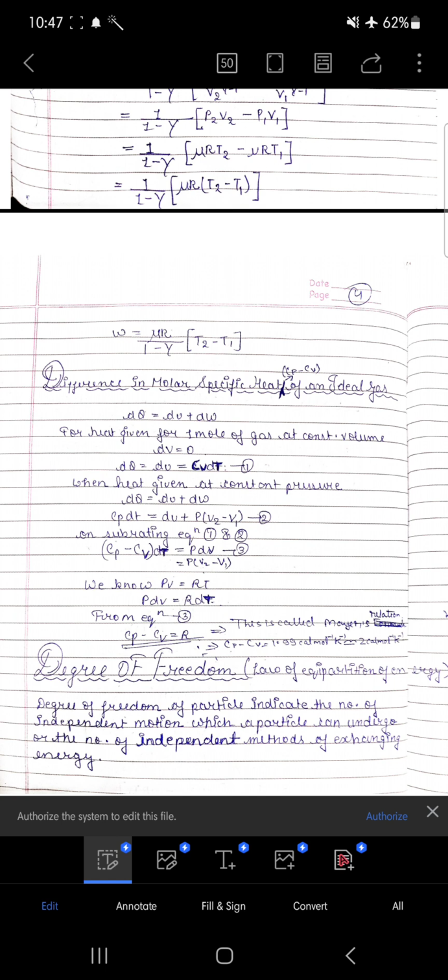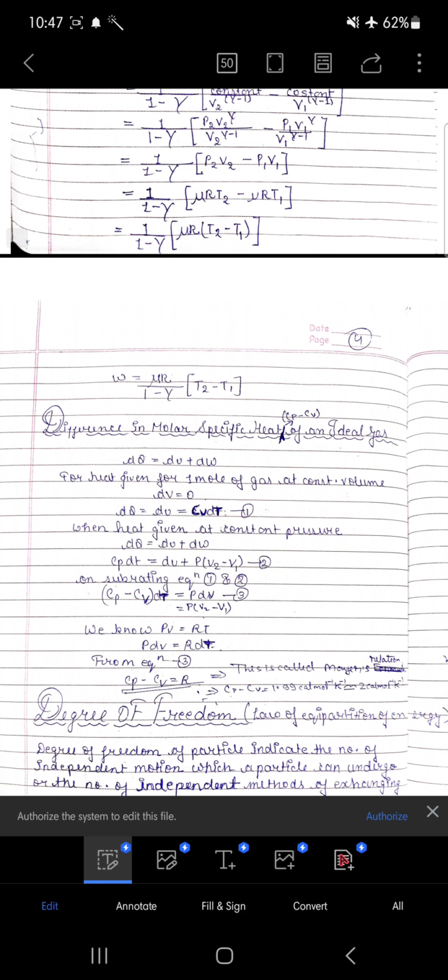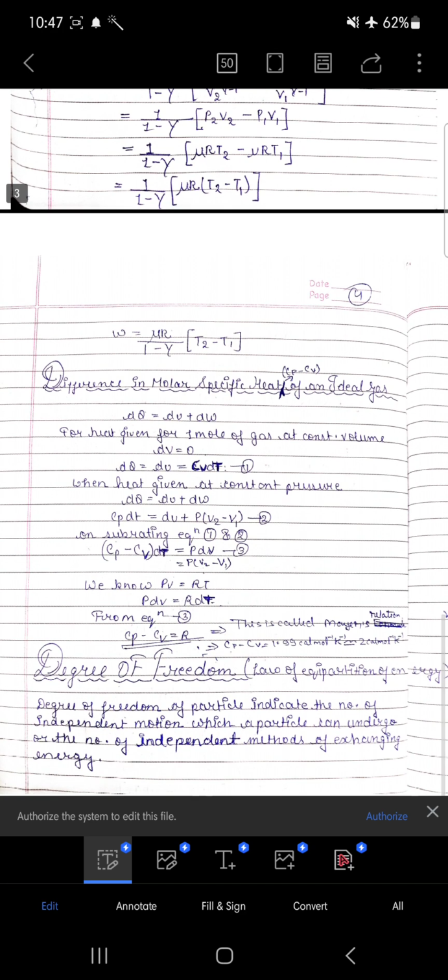So from here we get equation number 3, that is Cp minus Cv is equal to R, and the value of R is fixed, equal to 1.99 calorie per mole per Kelvin. It is approximately written as 2 also sometimes. So this was about the difference in the specific heat of an ideal gas, and this mere formula should be learned.